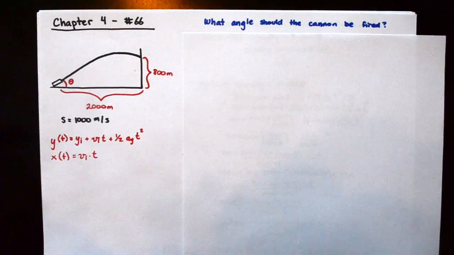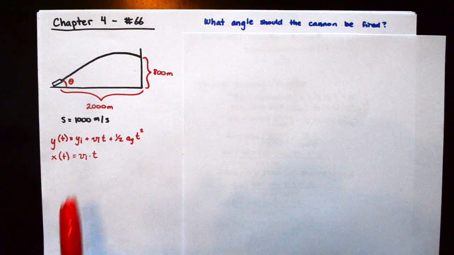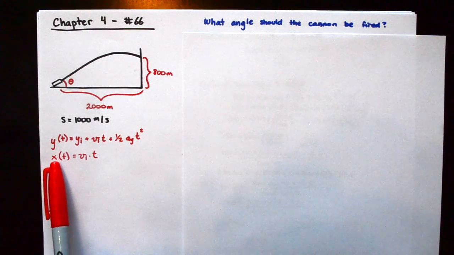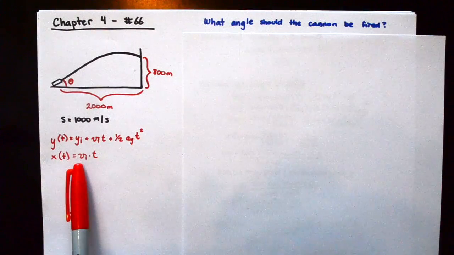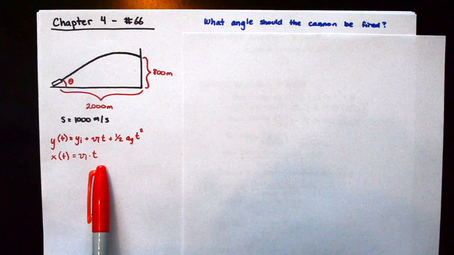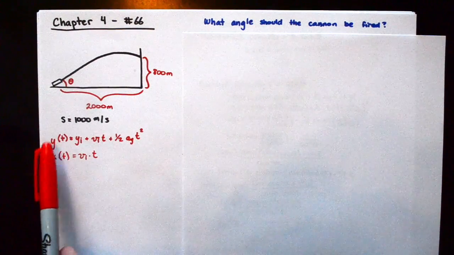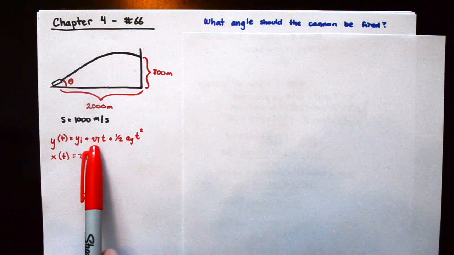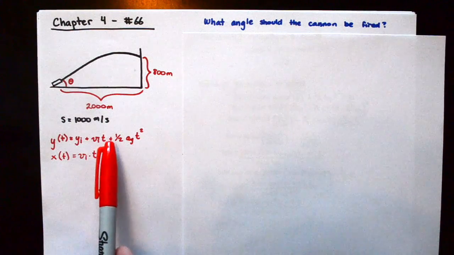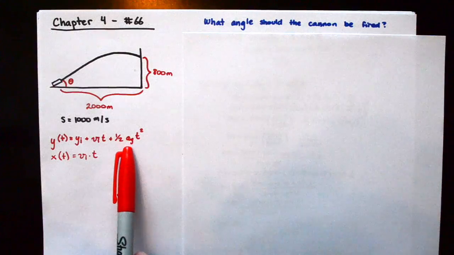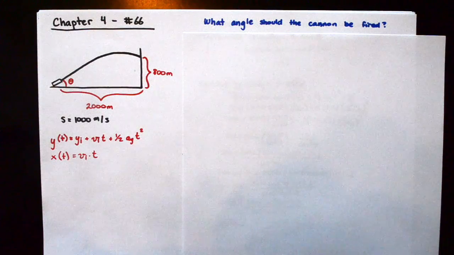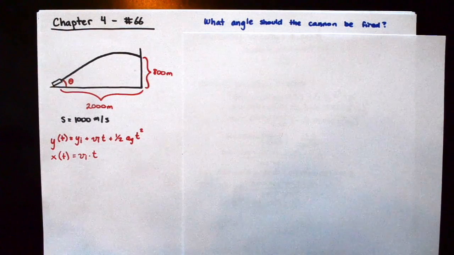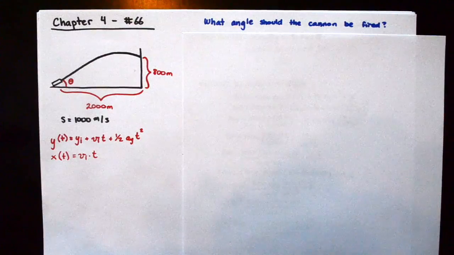So two equations that we should know before we start are that the position in the horizontal, the x-axis, is going to be the velocity times time, and then the position in the y-axis is going to be your y initial plus your initial velocity in the y direction times time, plus 1/2 times the acceleration in y, t squared. Alright, so what angle should the cannon be fired at?